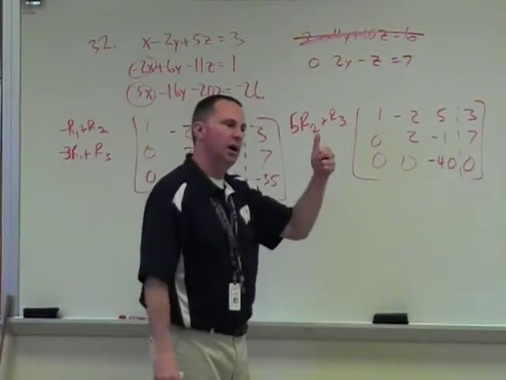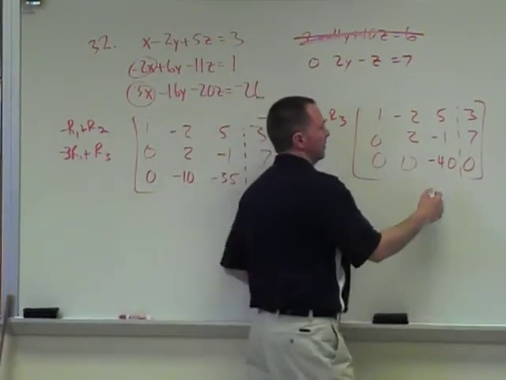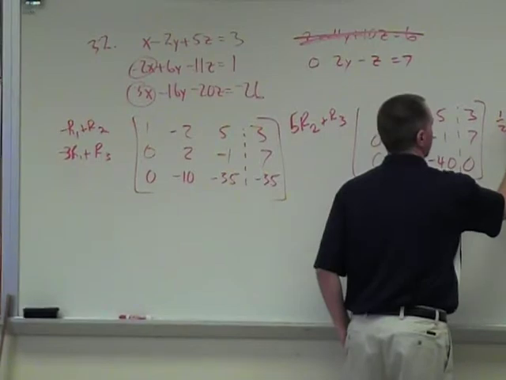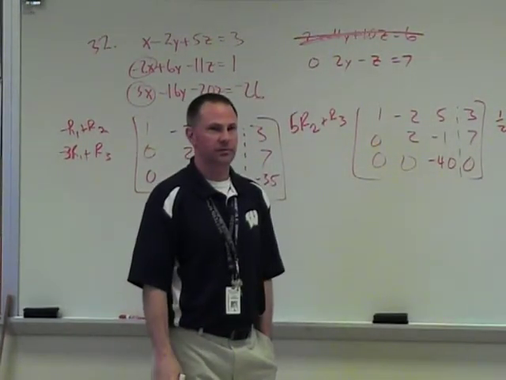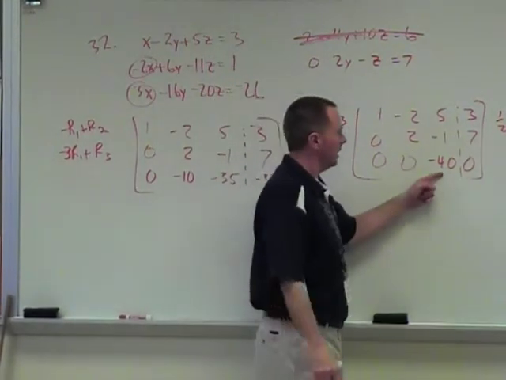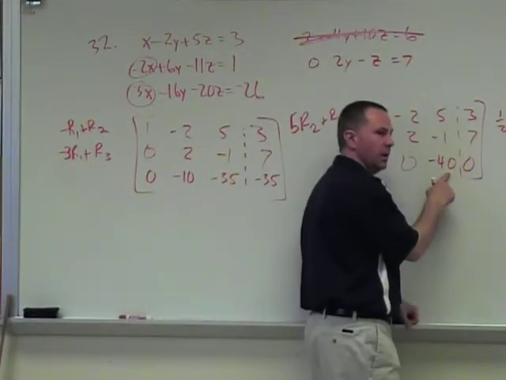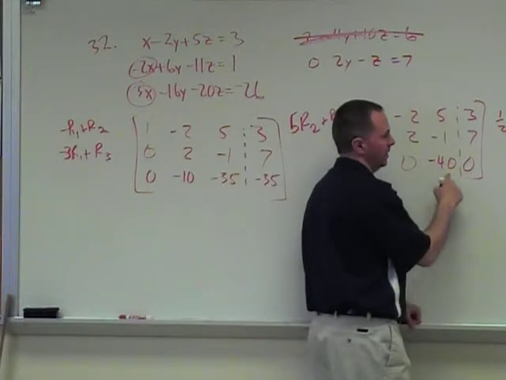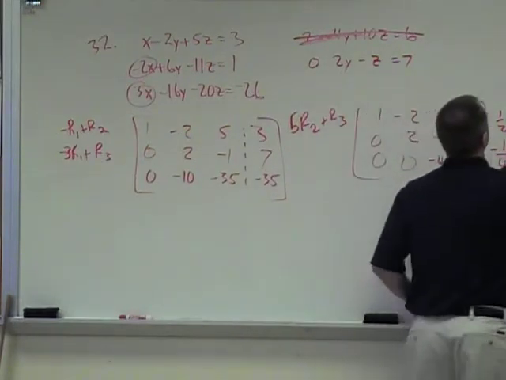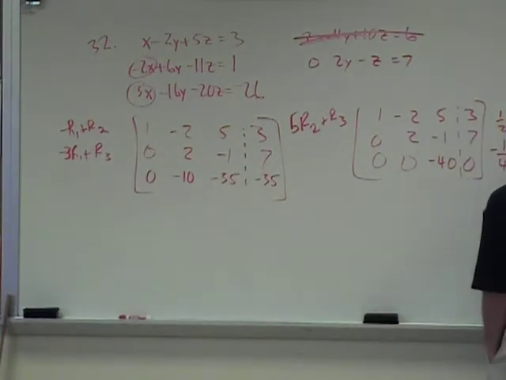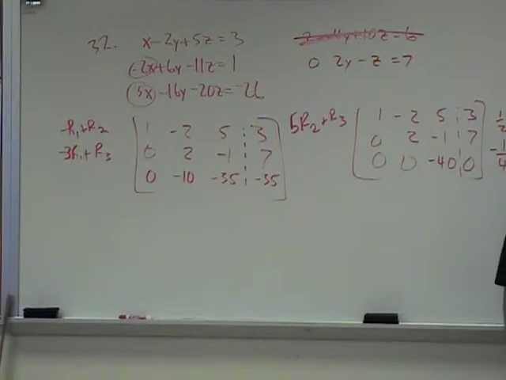Alright, now before we go up, these need to be 1s. So 1/2 of row 2, because this needs to be a 1. And I'm going to take what to make this a 1? What am I multiplying by? 1 over -40. Yep. Okay, so I'll write it up here so we can see it. 1, -2, 5, 3, 0, 1.